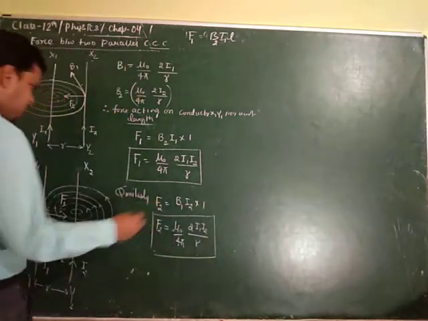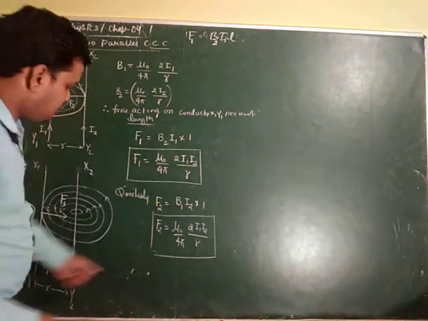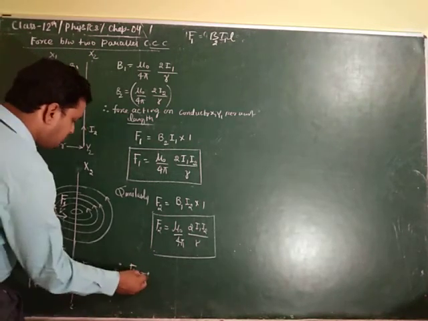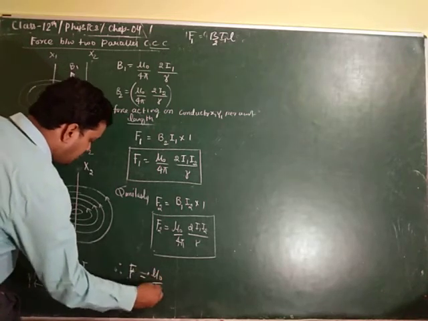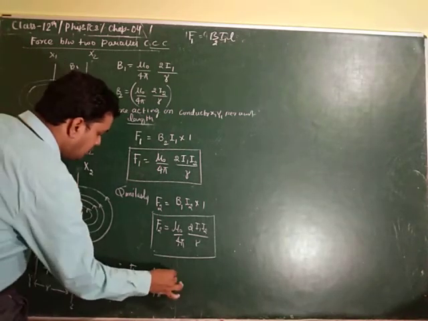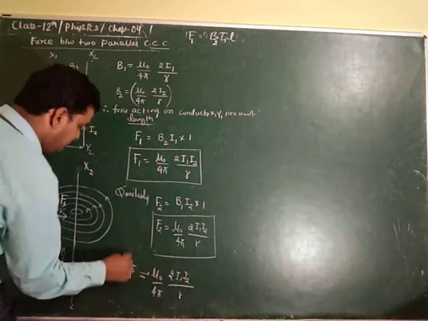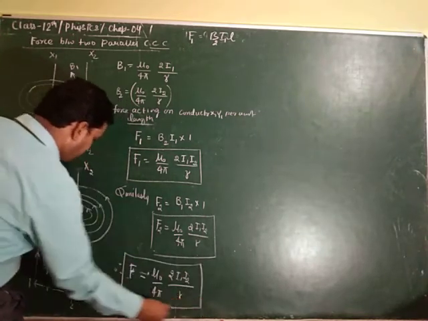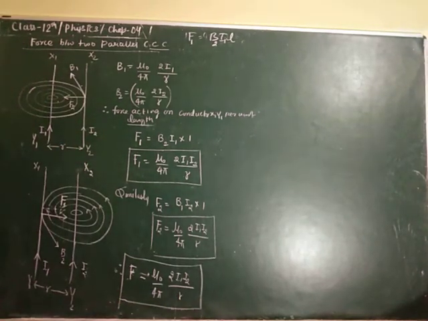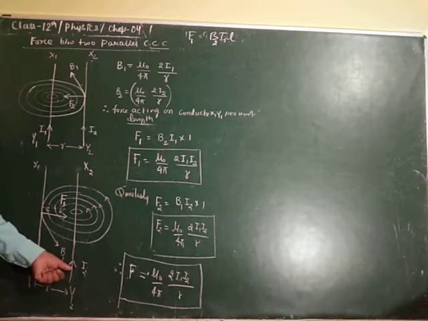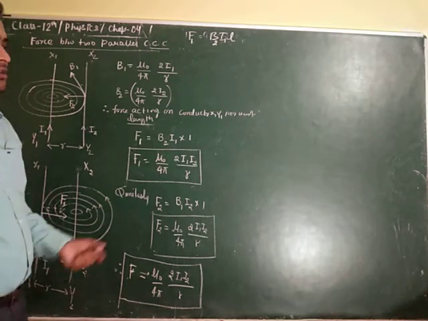So what we have studied is that F1 and F2 are equal. So generalizing, we can write the force acting between two parallel conductors carrying currents I1 and I2 is equal to mu naught by 4 pi into 2 I1 I2 divided by the distance between them. This is the final derivation. Here one important point is there. This force is attractive. Why? Because the current is in the same direction. If the current is in the opposite direction, then the force will be repulsive in nature.